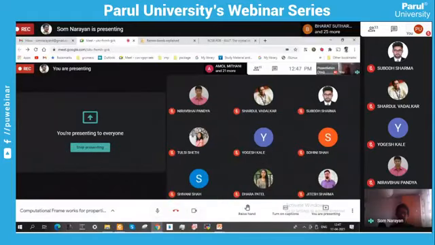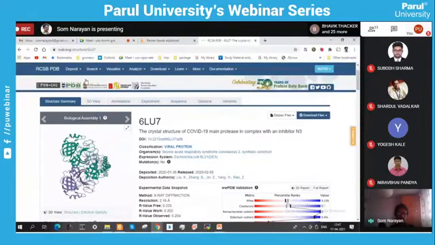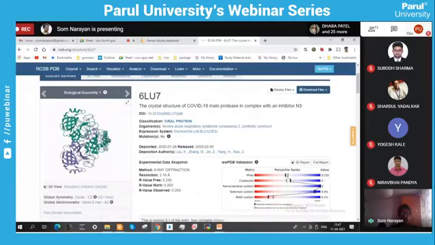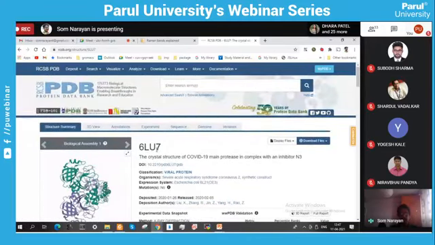So basically, I am talking about this database. This is the RCSB PDB database. Over here you can type 6LU7. It is a crystal structure of COVID-19 main protease in complex with the inhibitor N3. So there is an inhibitor, N3. As I told you, download from over here.